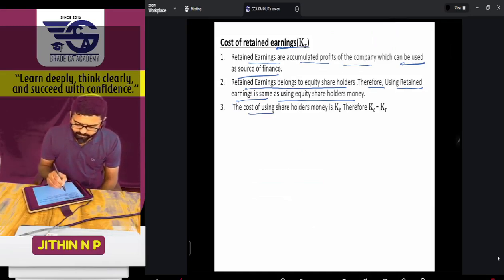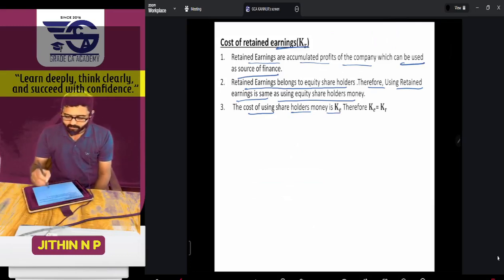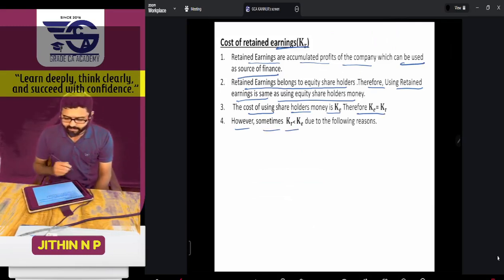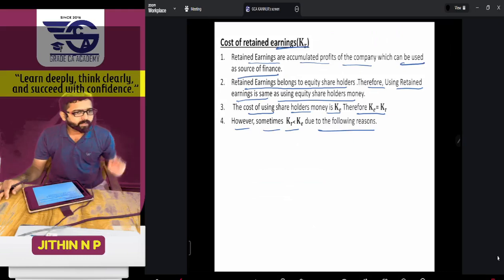The cost of using shareholders' money is KE. Therefore, KE is equal to KR. However, sometimes KR may be less than KE due to the following three reasons.